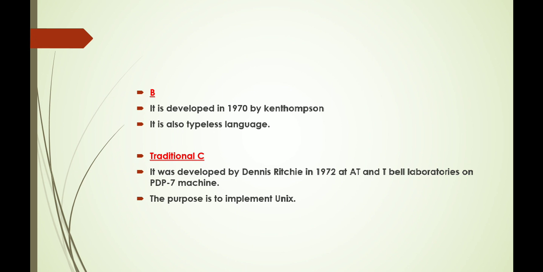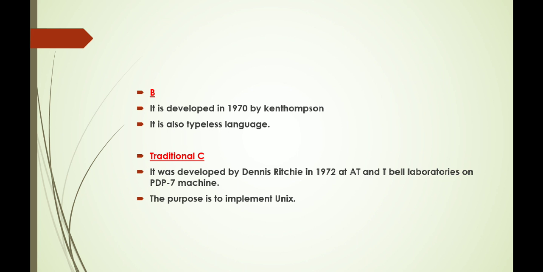Next comes B, which is very similar to BCPL. It was developed in 1970 by Ken Thompson. It is also a typeless language. C is named so because B is the first letter of BCPL, and after B comes C. So it is named C.